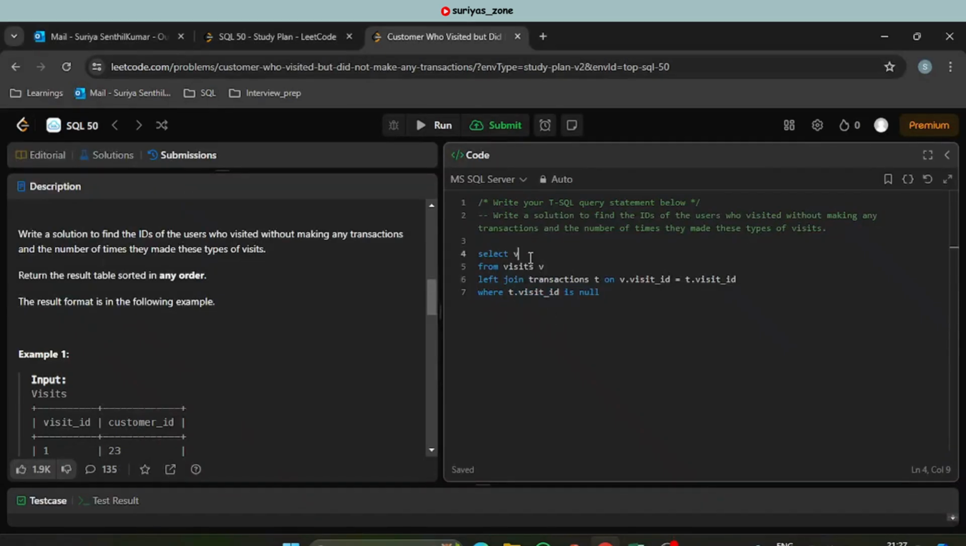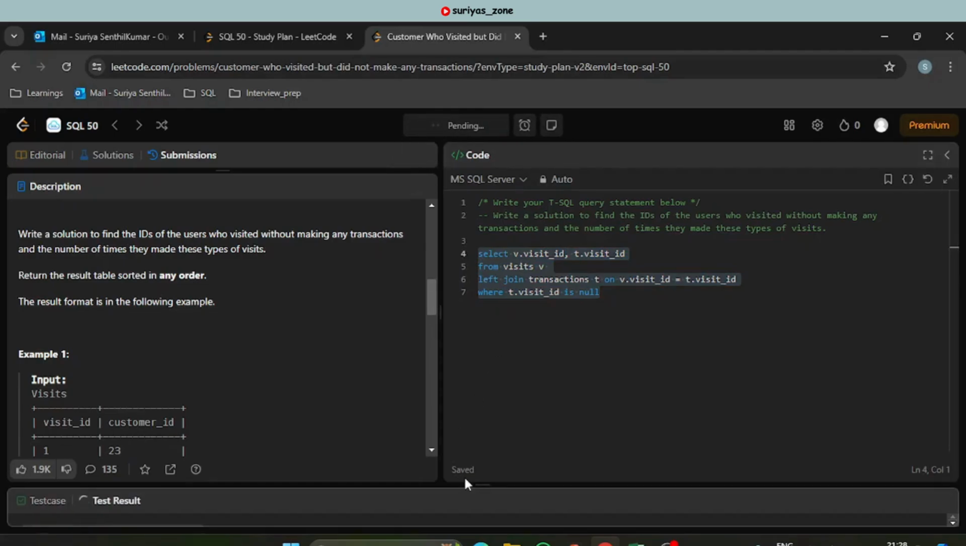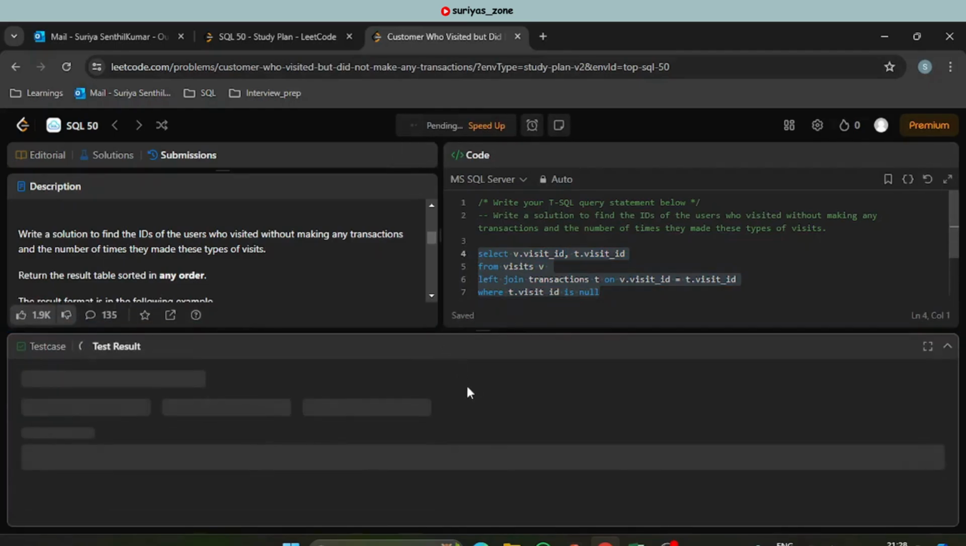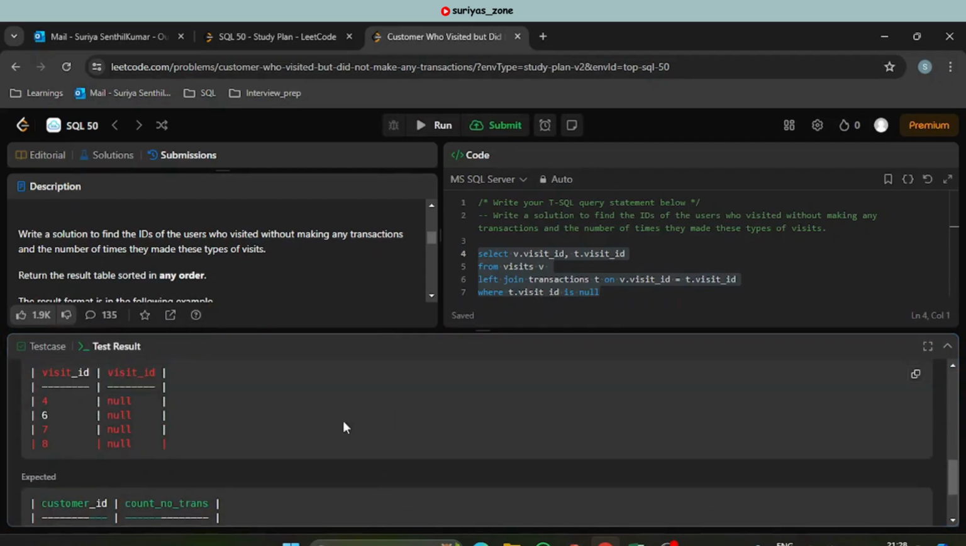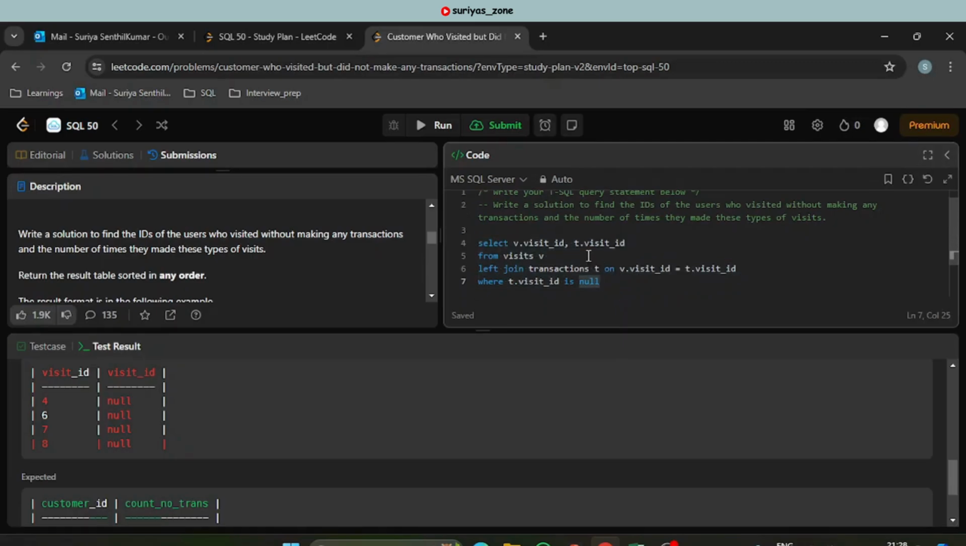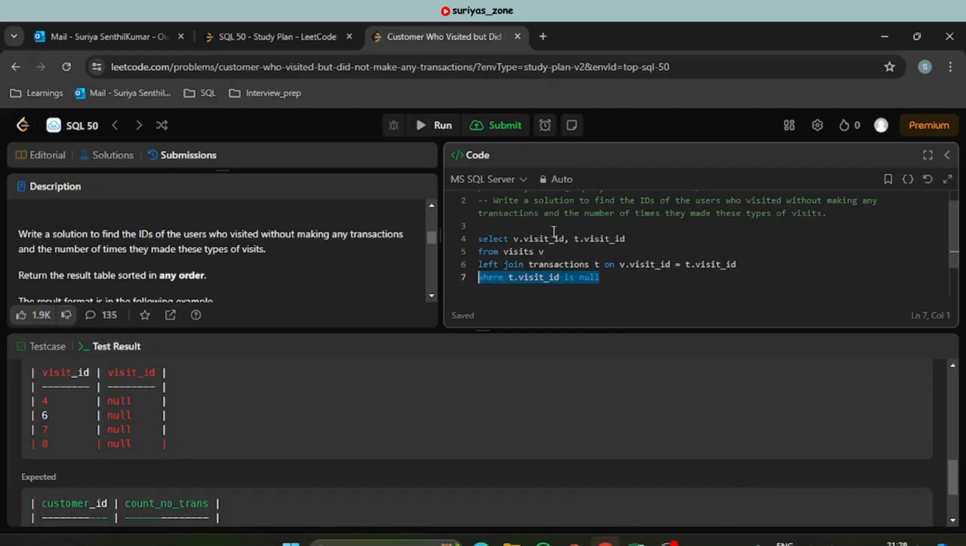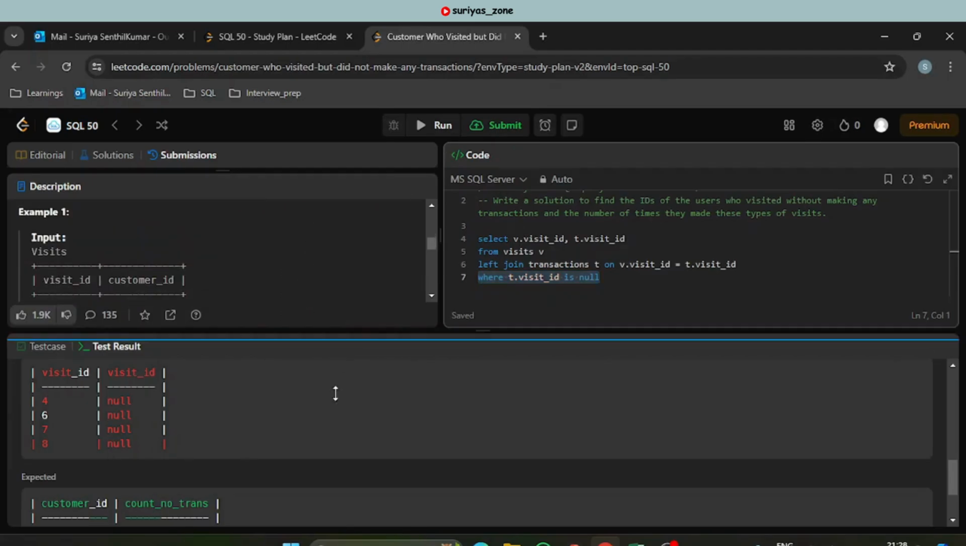Suppose here I pull v dot visit id and then t dot visit id. If we run this, you will understand now. Let me run this. And if you see the output, we don't have all these values: 4 is not present in my transaction table, 6 is not present in my transaction table, 7 and 8, nothing is present in my transaction table, right? So to get the details of the customers who didn't do any transactions, we are adding this filter.